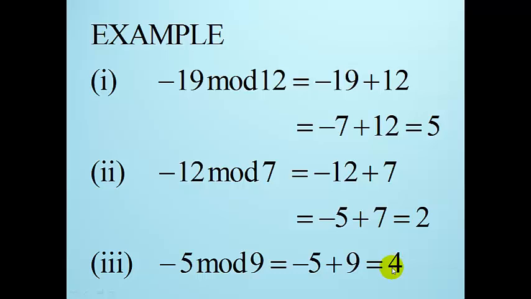So with the modulo of a negative number, we add the modulo to the number till we get the first positive answer, and that becomes the result. That is how we find the modulo of a negative number.